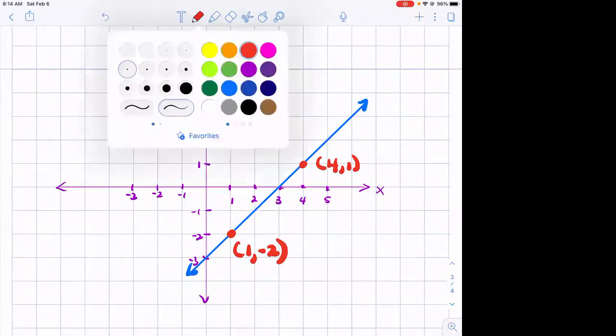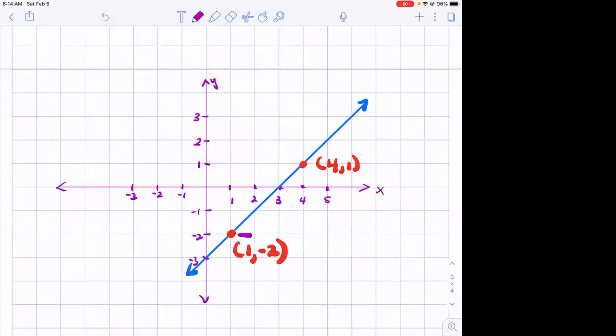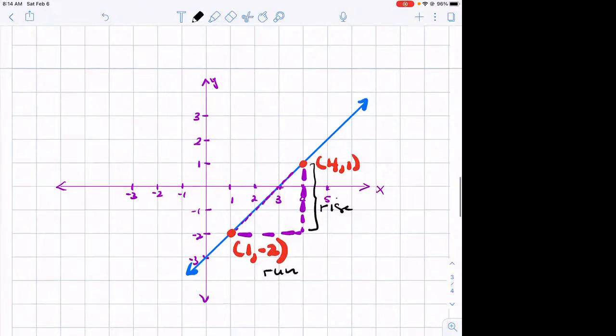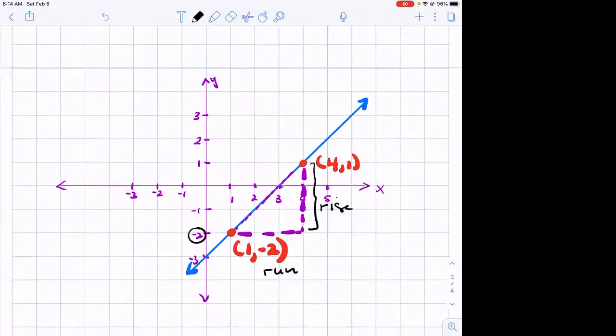Now, if I create a triangle, a right angle triangle, okay, so here's my triangle. This is the rise, okay. This is my rise, and this here is my run. Now the rise is the distance here. So this distance from negative 2 to positive 1 is 3 units.